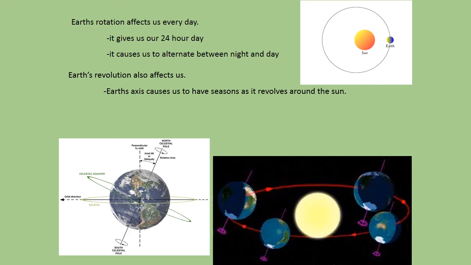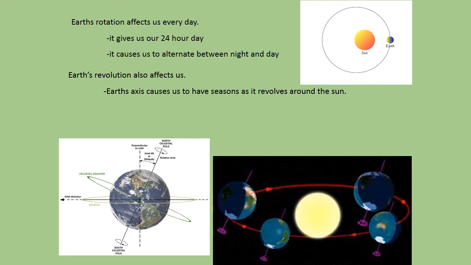The axis around which the Earth rotates isn't directly vertical, though. The Earth is actually tilted about 23.5 degrees. This means that while the Earth rotates, one hemisphere, either the north or the south, receives more sunlight than the other. One pole points more directly at the Sun than the other. As the Earth revolves around the Sun, which hemisphere receives the most direct sunlight changes.